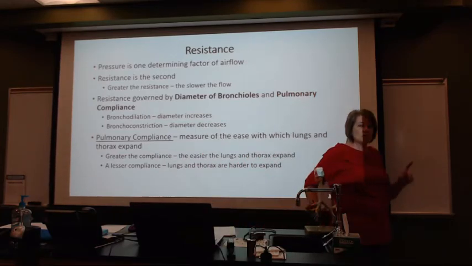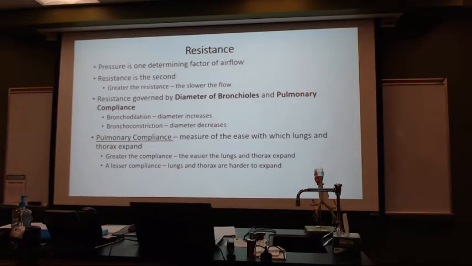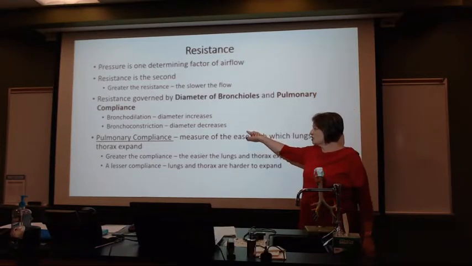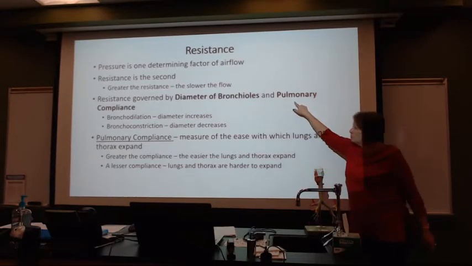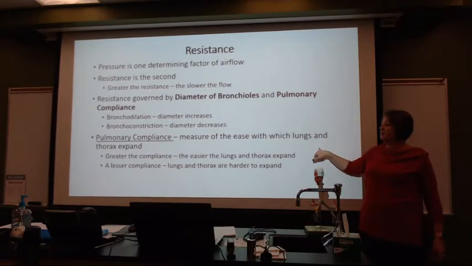Bronchioles were smooth muscle. So this means the autonomic nervous system will affect this smooth muscle. We refer to it, once again, as dilation or constriction. And then we have something called pulmonary compliance.